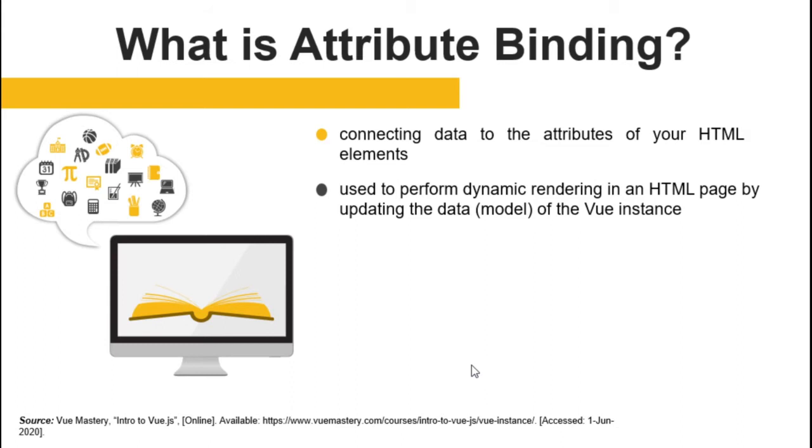It is used to perform dynamic rendering in an HTML page by updating the data or the model of the Vue instance. Based on our previous lesson, in our Vue instance, we have a view, which is the root element, and we have the model, which is the data.